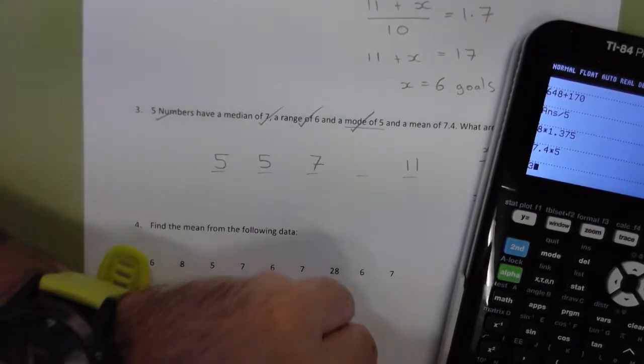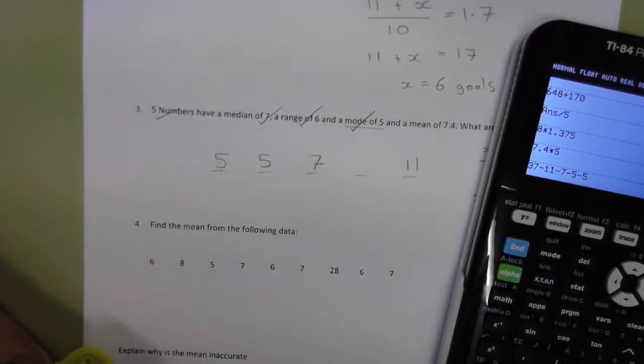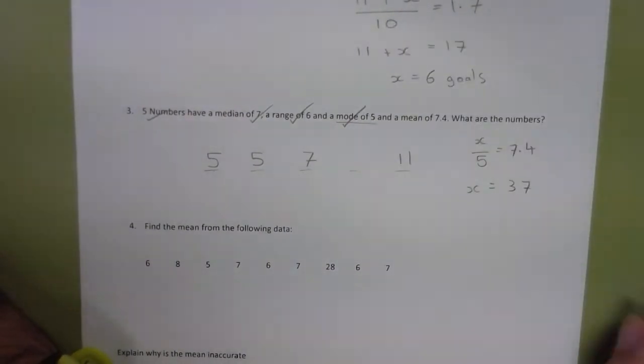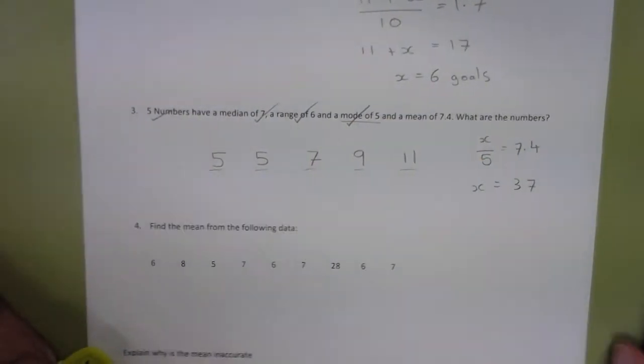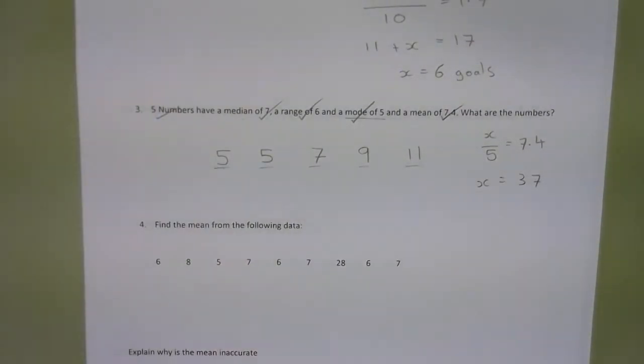So I'm going to work backwards. If I take away 11, 7, 5 and 5, if I take away all these numbers, my missing number is 9. And that's the only way to get the mean of 7.4. They are the 5 numbers. Number 4.